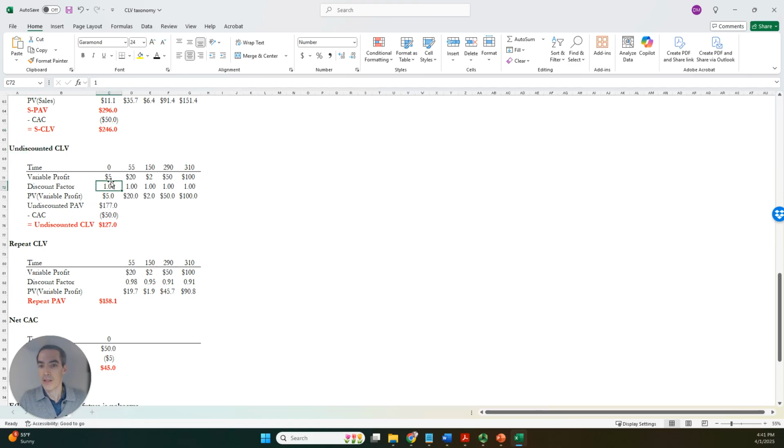Undiscounted CLV. This is again where instead of doing any discounting, we effectively use a discount rate of 0 and just sum the amounts. So a discount rate of 0 means we're just going to sum everything as it was. It's as if a dollar 310 days from now is worth the same as a dollar today. So we know it's not true, but again, very commonly assumed in some definitions of CLV. Otherwise, everything else is the same. The only thing that's different with this metric is that we have made all of these discount factors equal to 1. So their present values are effectively the same as their original values.